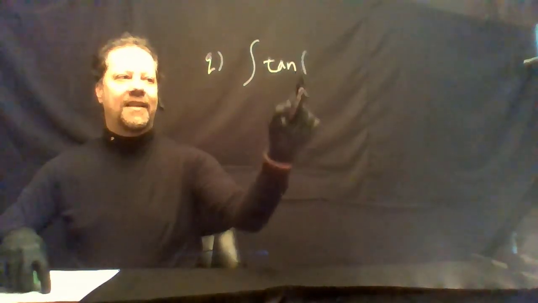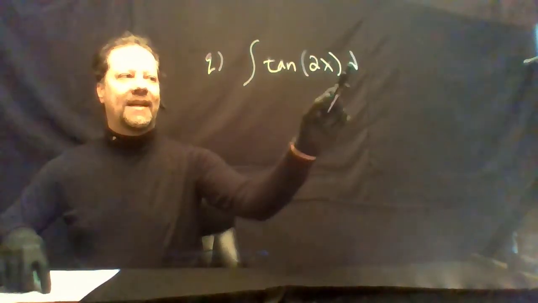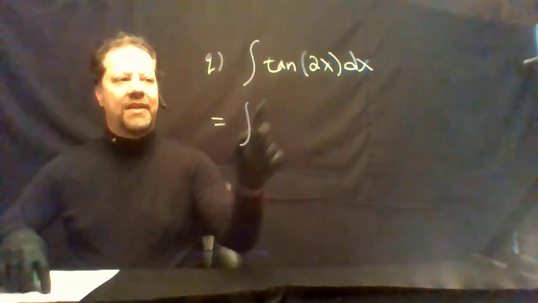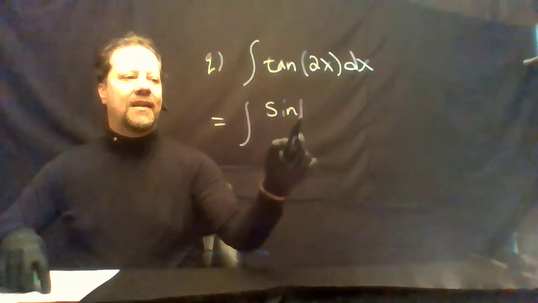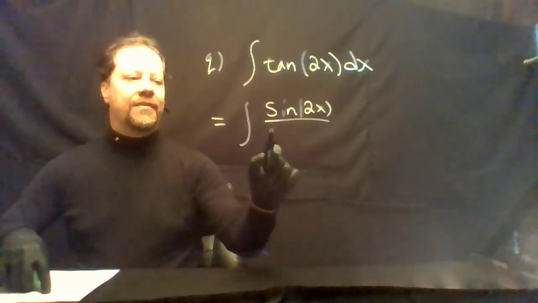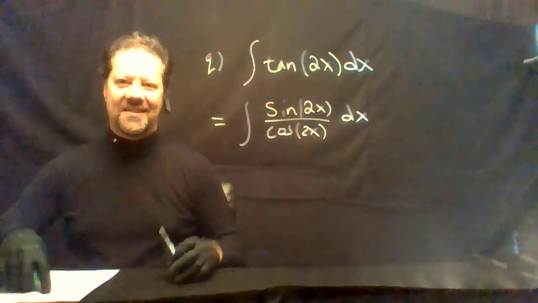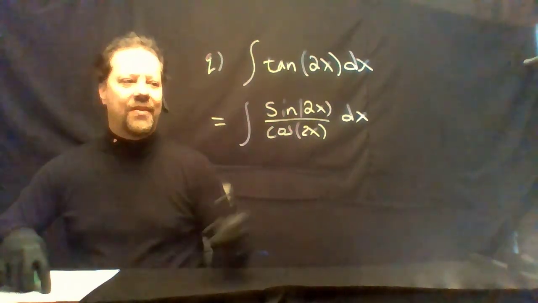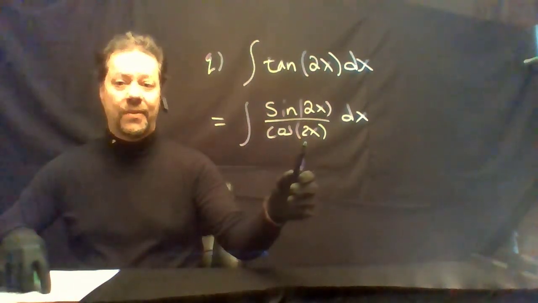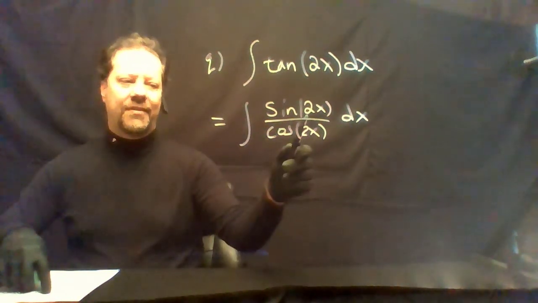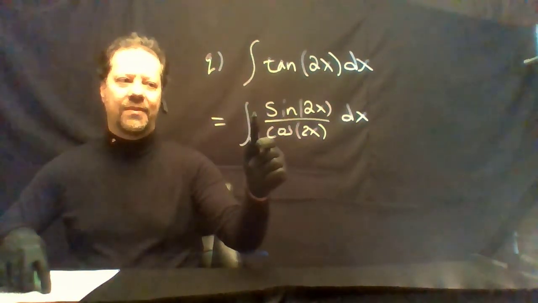We're now at the last problem in this review. I'm asking you to find the integral of the tangent of 2x dx. You need to rewrite this as the sine of 2x over the cosine of 2x dx. Now, the derivative of cosine of 2x is negative 2 times the sine of 2x. We're missing a negative 2.